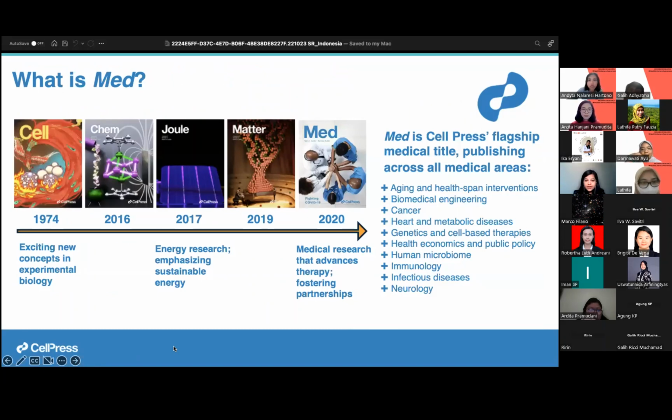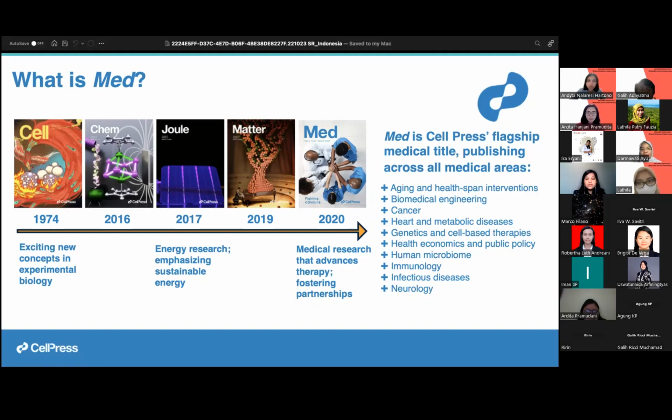Okay, so Med, where I work, what is Med all about? Med represents the latest step in the evolution of Cell Press from a life science publisher to an all science publisher. In this timeline, you can see that Cell was established in 1974 as the Journal for Exciting Biology. And there, the understanding was very much that it would be focused on fundamental biological discoveries. Since then, Cell Press has grown rapidly. In 2016, 2017, we started moving into the physical sciences with the launch of Chem and Joule, which are our flagship chemistry and energy journals. And then in 2020, we launched Med.